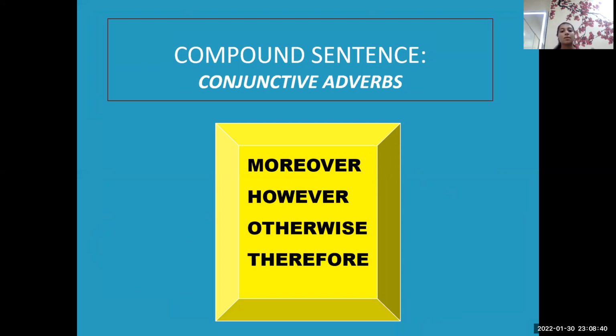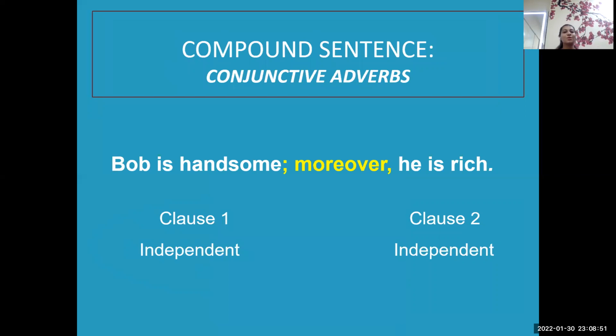So these four words that are mentioned on your screen are your conjunctive adverbs, and they are also used in a compound sentence. We shall see some examples. The first sentence is Bob is handsome. Moreover, he is rich. So your "Bob is handsome" would be your first independent clause. As I mentioned before, it can stand alone as its own sentence. Now, in between, in the yellow color, you can see that a conjunctive adverb is used. And ahead it says, "he is rich", which is also your second independent clause as it can stand alone, right?